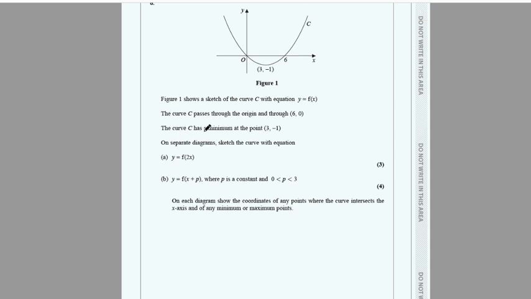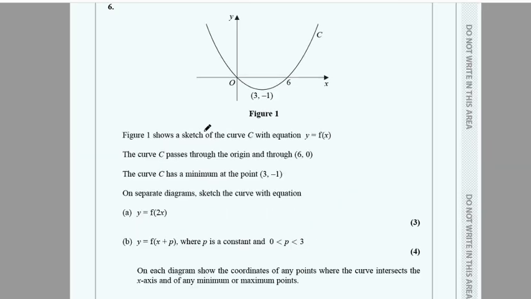Next we have this graph. We need to sketch f of 2x. It means the x coordinate has to be half. So 0 into half is 0, 6 into half is 3. So this will be 3. This 3 will be 1.5. As in, if you just draw on a separate diagram, it should look like this. It will take less space. So instead of 6, this is at 3.